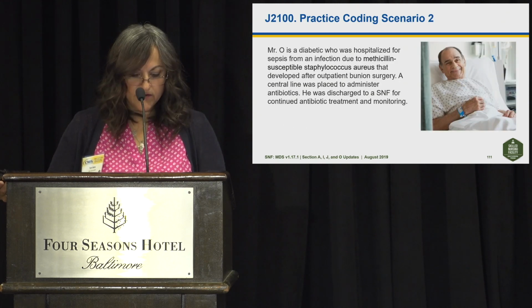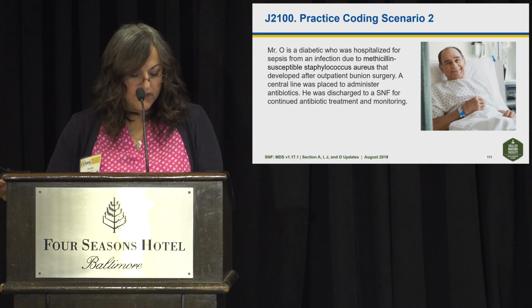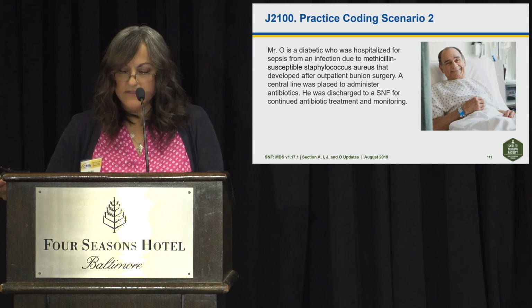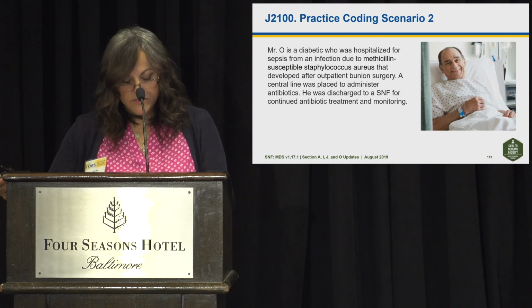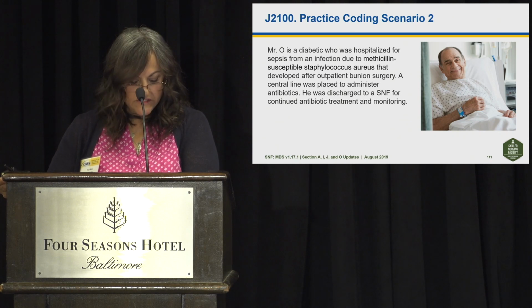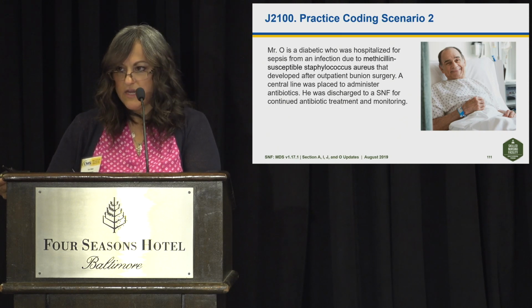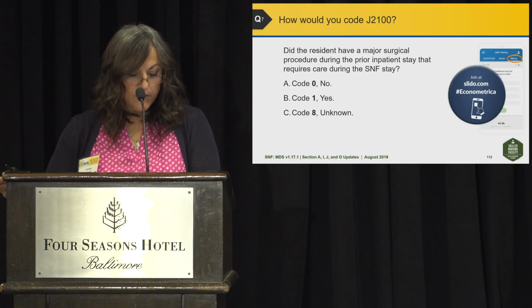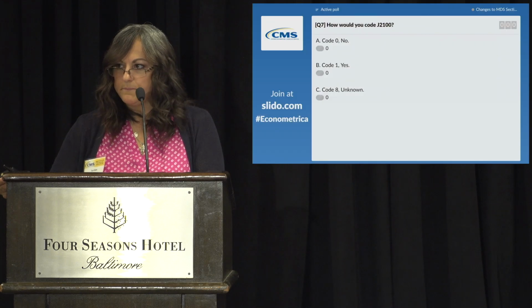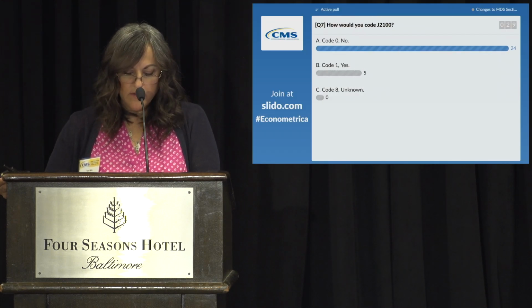Okay, let's try another scenario. Mr. O is a diabetic who was hospitalized for sepsis from a methicillin-susceptible Staph aureus infection that developed after outpatient bunion surgery. A central line was placed to administer antibiotics, and he was discharged to a SNF for continued antibiotic treatment and monitoring. So how would you code J2100 for this resident? Would it be A, code 0, B, code 1, or C, code 8?